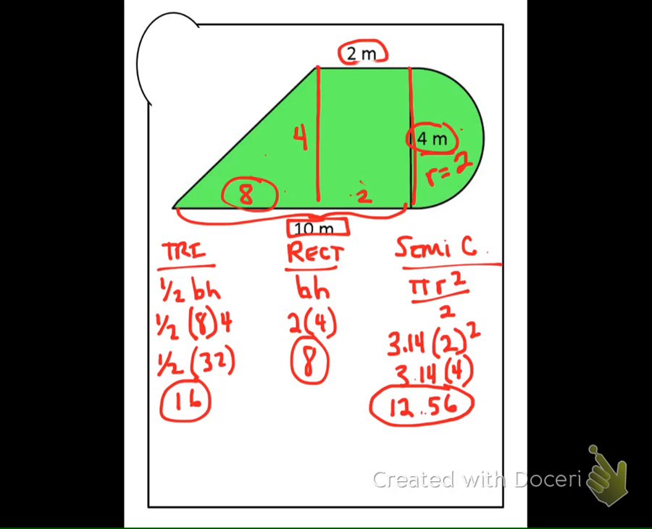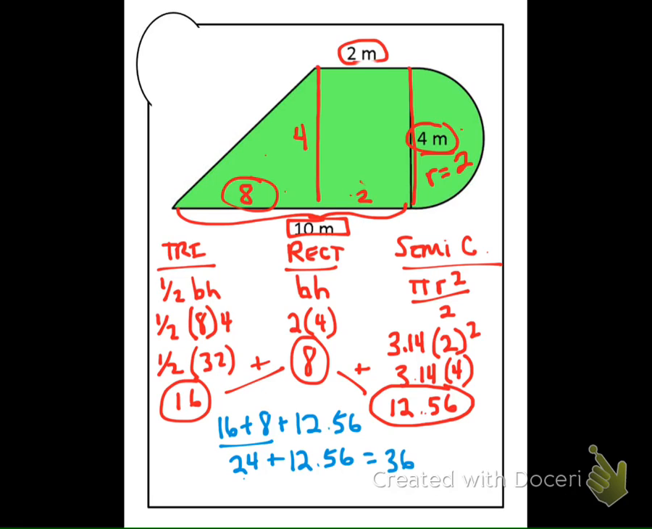Now, I have all my individual areas, so my last step is to add them all together. So I'm going to come down below and I'm going to add all of these areas. I'm going to have 16 plus 8 plus 12.56. 16 and 8 is going to give me 24. Plus 12.56. So I know 24 and 12 is going to be 36, and then that .56 is just going to hang out at the end. And last of all, since it's area, I have meters squared. And there is my composite area.